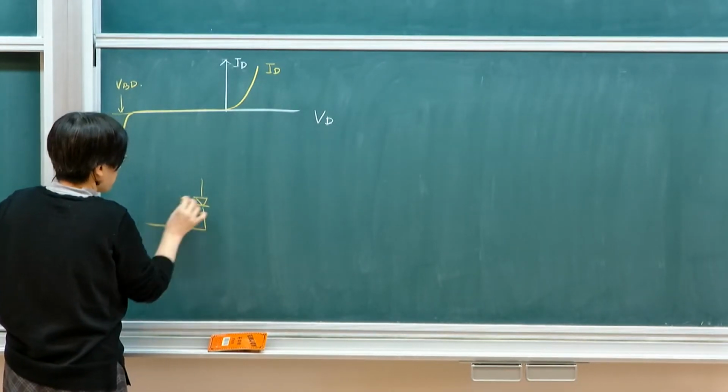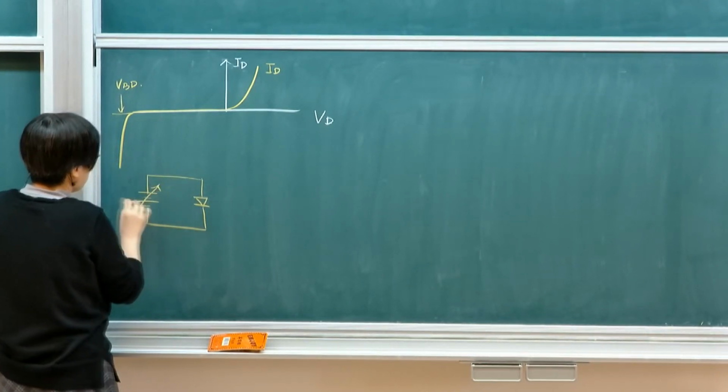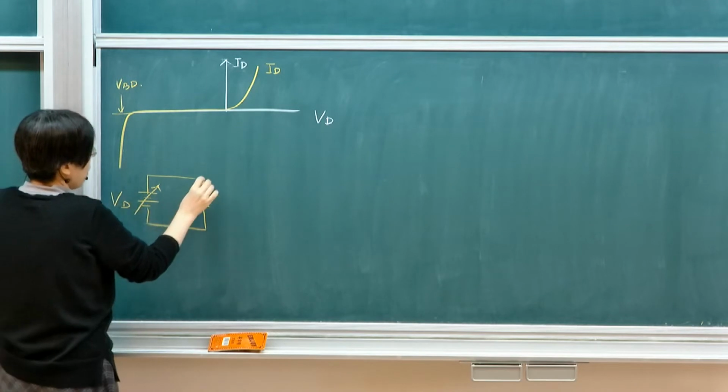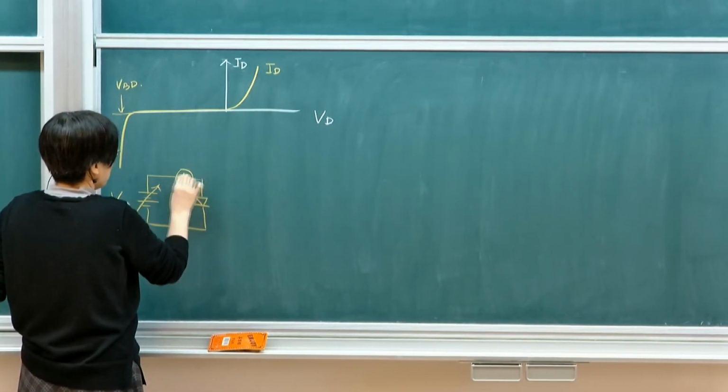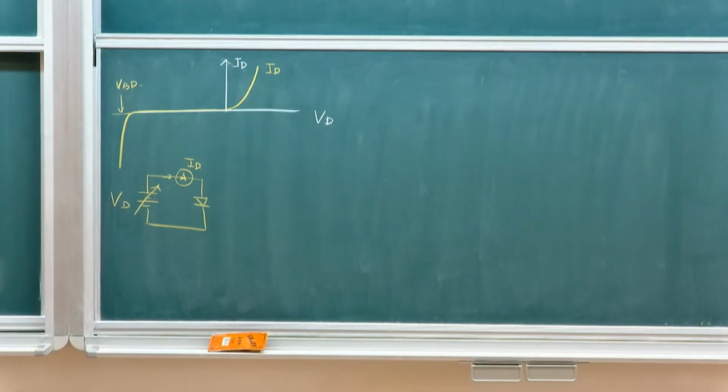You can actually do it on your own. Use a power supply, sweep the voltage, and then measure the current. So we measure the current through the diode, and you should be able to get the typical plot.